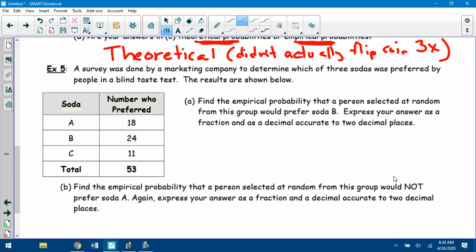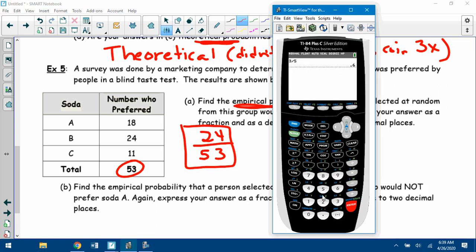Part A, find the empirical probability that a person selected at random from this group would prefer soda B. Express your answer as a fraction and as a decimal accurate to 2 decimal places. Okay, so they call this empirical probability because this is an experiment that was actually run. It's based on observed data. So preferred B, there's 24 people who preferred B out of the total number of people who tried it, which was 53. So that's it expressed as a fraction. And they also want it as a decimal, 2 decimal places. So 24 out of 53 would be 0.45.